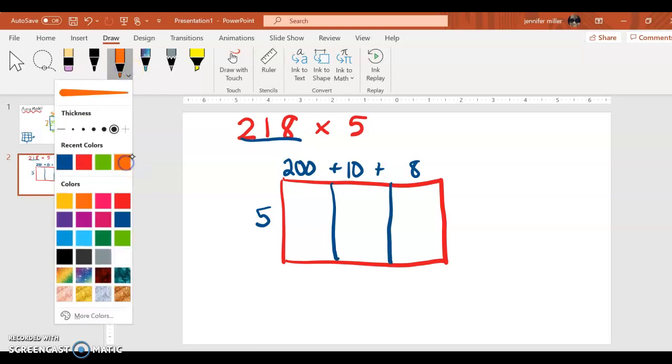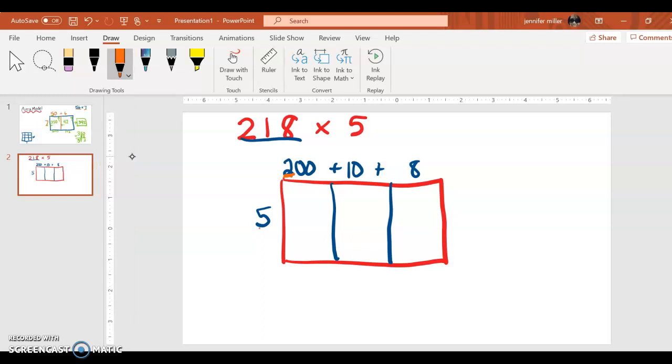And I'm going to do 5 times 200. So I'm thinking 5 times 2 is 10. But since it was 100, this also has to be 100. So 200 times 5 is 1,000. And then here I look all the way to the left. 5 times 10 is 50. And here, all the way to the left, 5 times 8 is 40. And again, these numbers are nice. They can easily be added mentally.